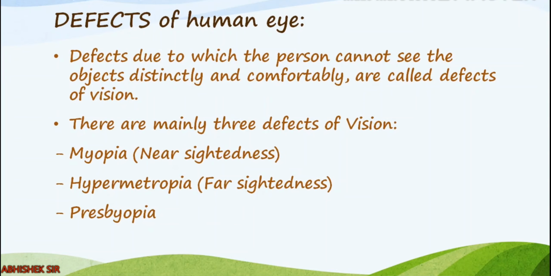Now there are mainly three defects of vision that are discussed in the textbook. The first is myopia, also named nearsightedness. The second one is hypermetropia, also known as farsightedness, and the third one is presbyopia. Clear? So three defects of vision: myopia, hypermetropia, and presbyopia. Whenever you write the answer to this question, for every defect you have to write at least 4 points. Wherever there is a figure, you may draw the figure as well.